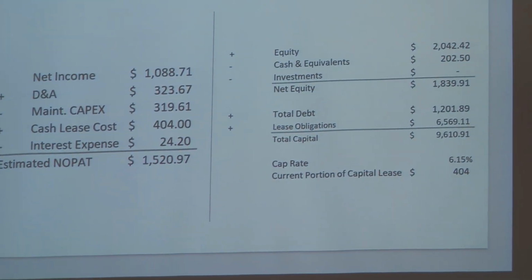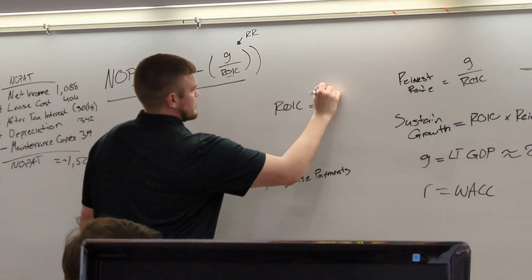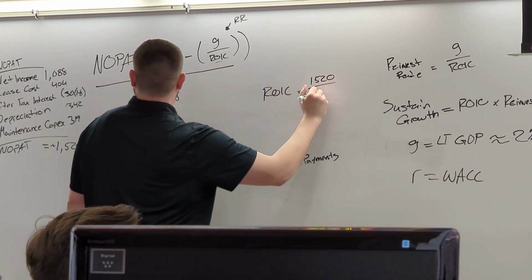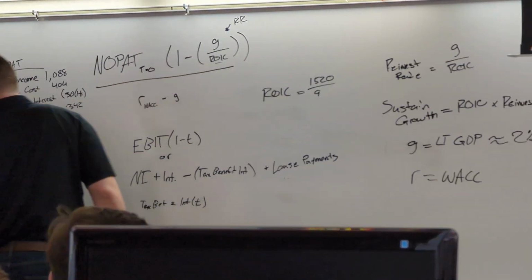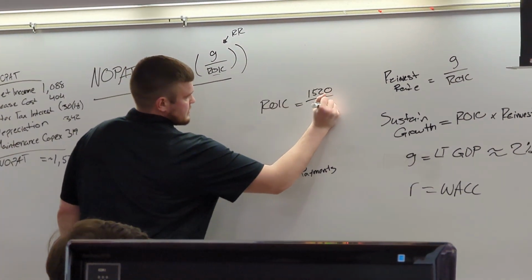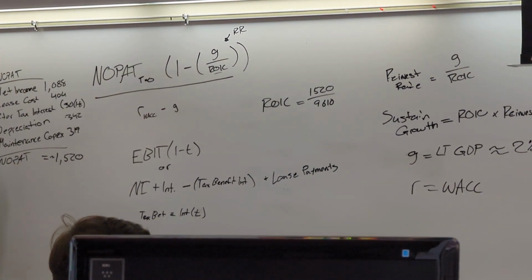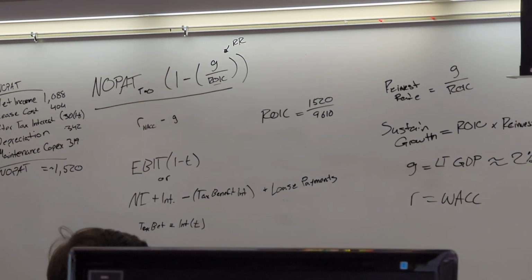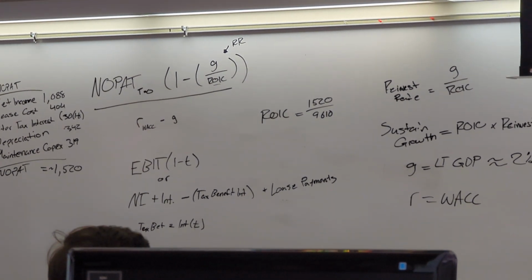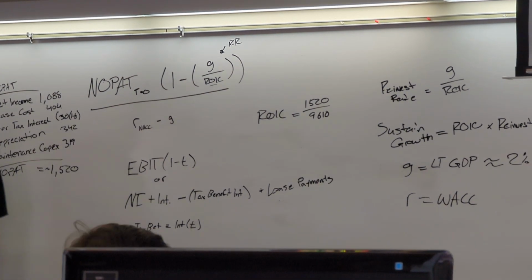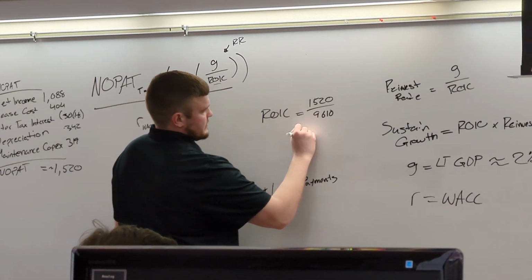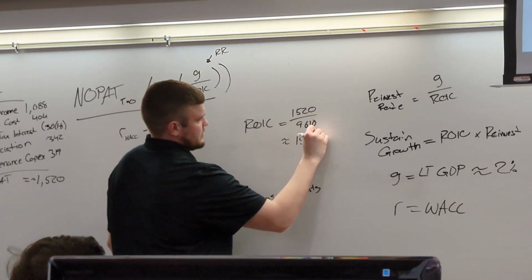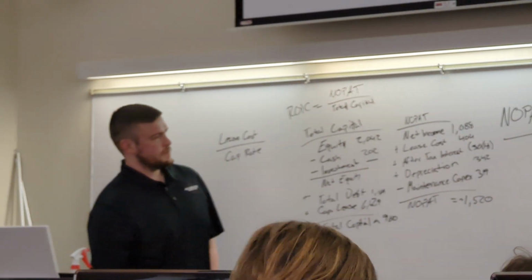million. So if we do our return on invested capital, I'm probably behind the screen right now. Return on invested capital, we'll go 152 over 9.96. So anybody do that calculation quickly? We calculated something around 15%. 15.82. All right. So that's our return on invested capital up here.